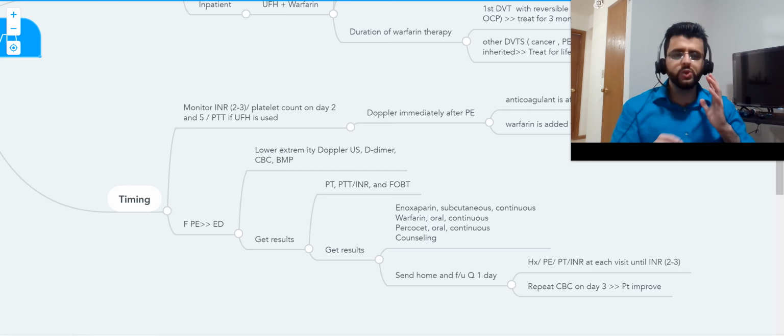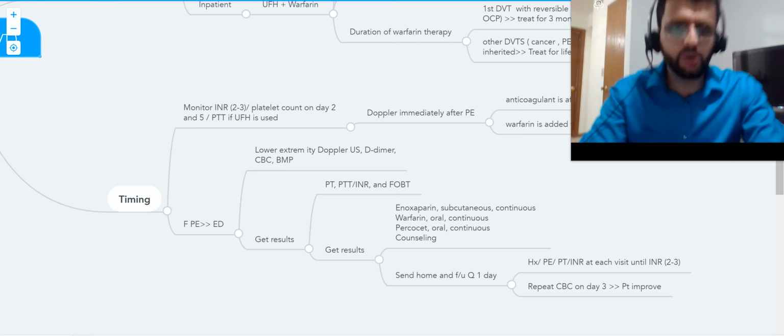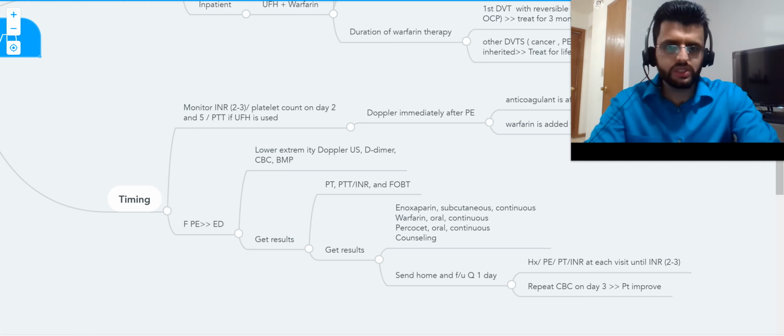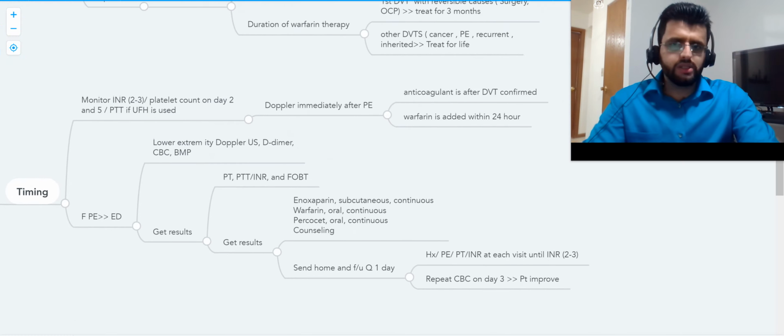On day 3 you do CBC. Okay, why do you do CBC on day 3? For heparin, which causes, to check platelet, hematocrit mainly and the platelet. So if there is a drop in hematocrit or drop in hemoglobin, that means there is something wrong because we are giving warfarin, and we check for the platelet if there is any platelet defect while we are starting the blood thinner.